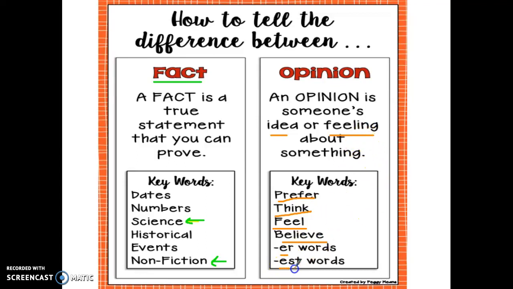When we use EST words, comparison words like, Michael was the greatest basketball player ever. That's an EST word, greatest. Now again, that would be a hard fact to prove. We could look at stats from when he played, and there are probably lots of facts that prove he's a good player, but to say he's the greatest, there might be other people to argue other players were better. So again, that would be an opinion.